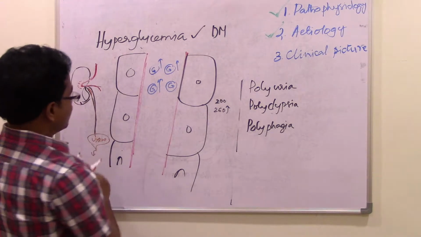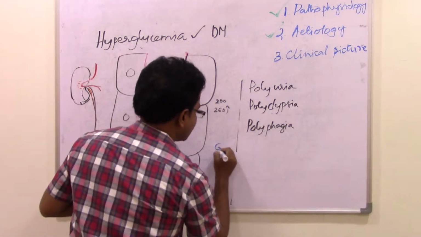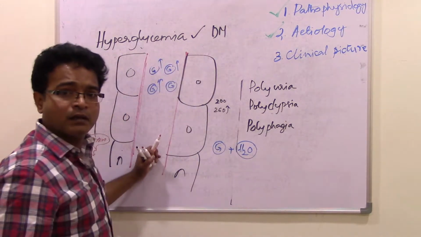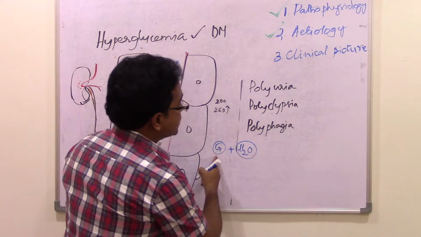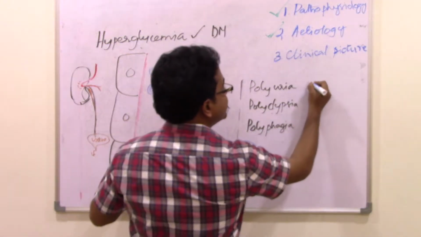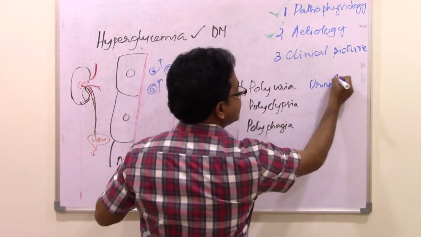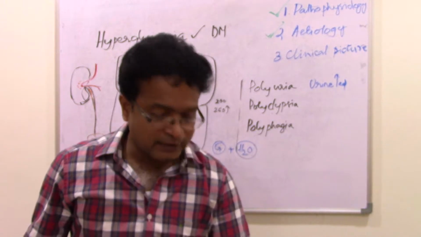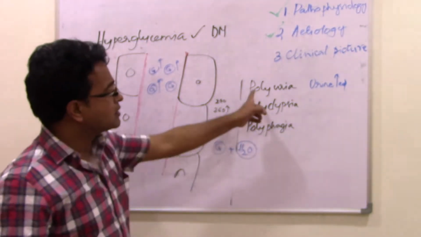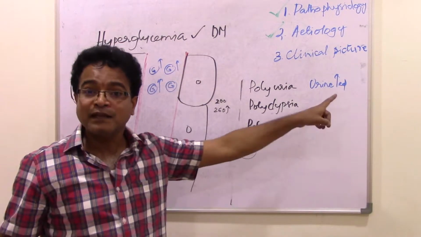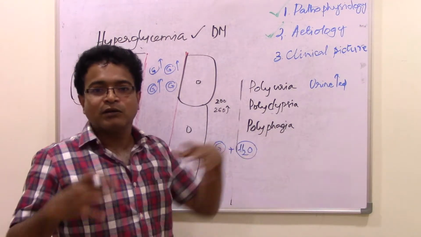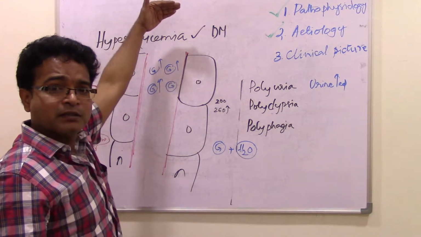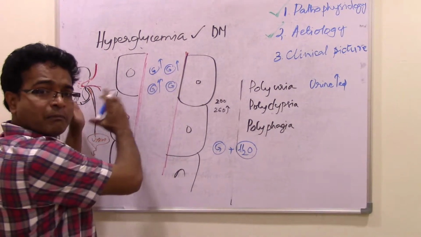But this glucose takes away a lot of water along with it. That means what? Polyuria, urine production has increased. Try to understand this concept. Is it a symptom of diabetes or is it a complication of diabetes? It is a complication of diabetes. It's not a symptom, because your sugar levels have already shot up, right? And the body is trying to manage it.